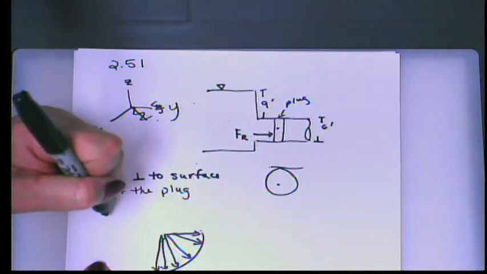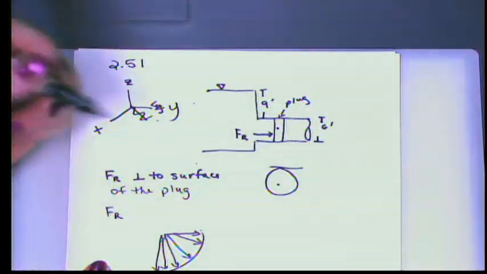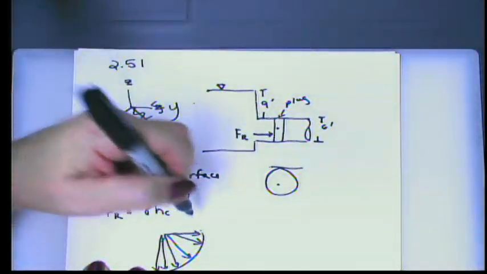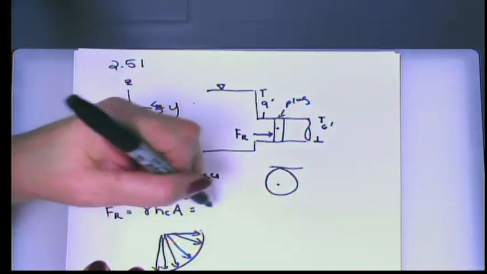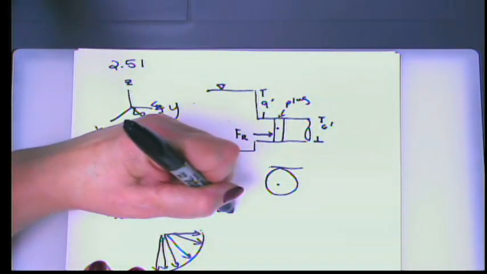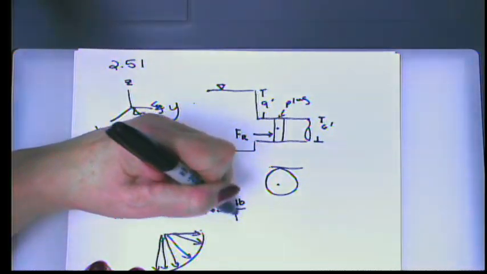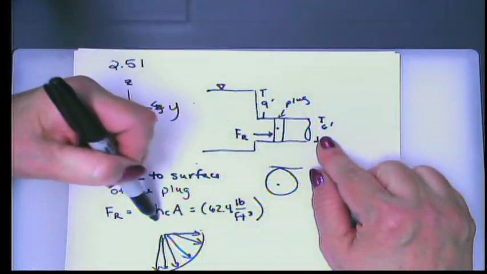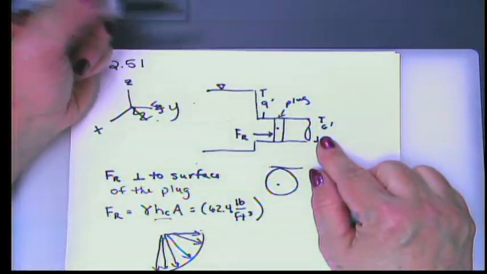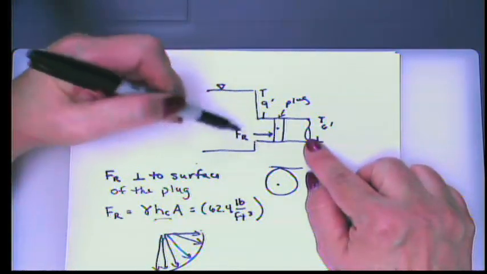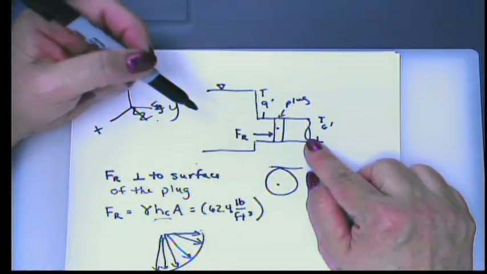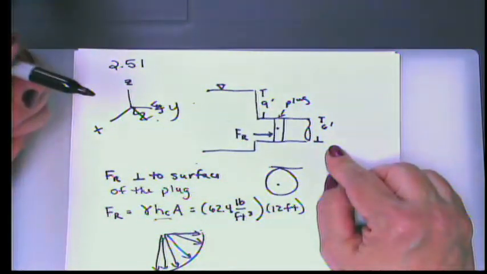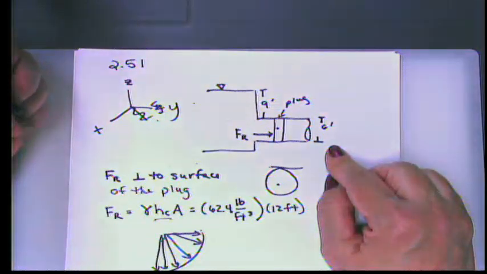All right, so let's find out. What's the magnitude? Well, F sub r, our resultant force, is equal to gamma times h sub c times the area. And gamma for water is about 62.4 pounds per cubic foot. And what is our depth? Well, h sub c is the centroid of the plug. So we are at 9 feet plus half of the plug, so 9 plus 3, which is 12 feet below the surface of the water, times the area of the plug.